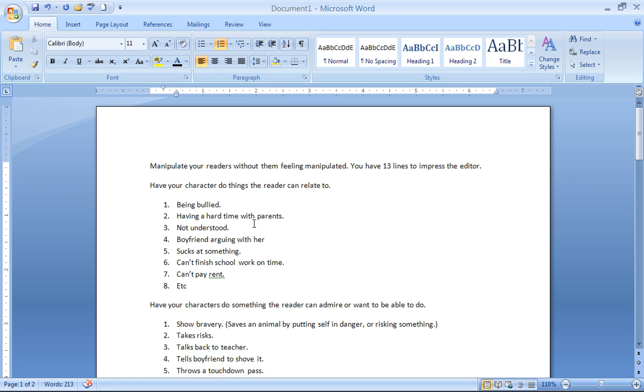So you want to think about setups and payoffs, and you can do some of your setups right in the very beginning of your story.